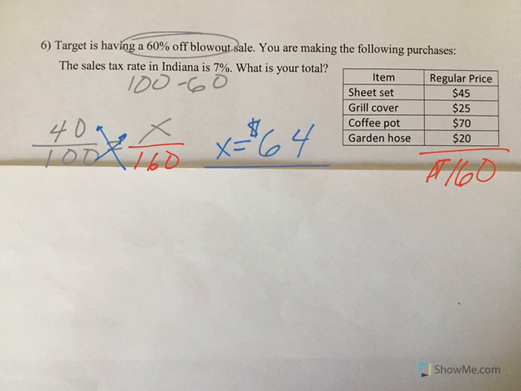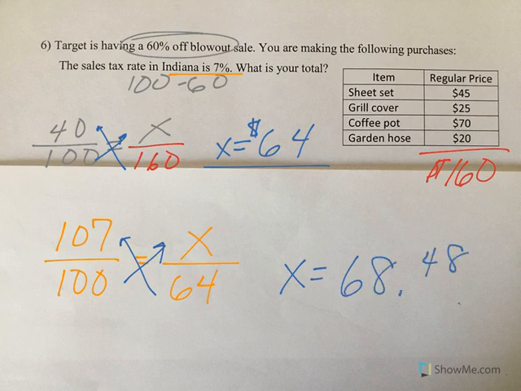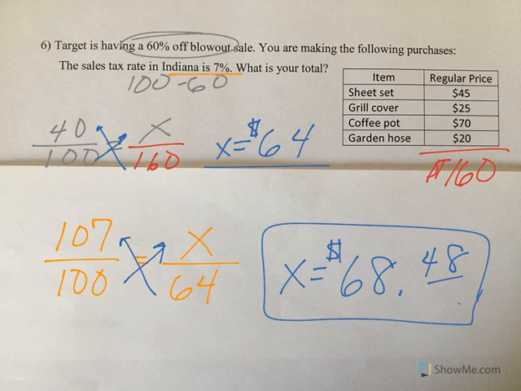Okay, but you got to pay sales tax. So sales tax is 7%. So 107 is after tax. 100 is before tax. So before tax is my $64 from above. And then I want to figure out what that is after tax. So again, I cross multiply. And after my 7% sales tax, that is going to be $68.48, which is a super good deal. And there you go.